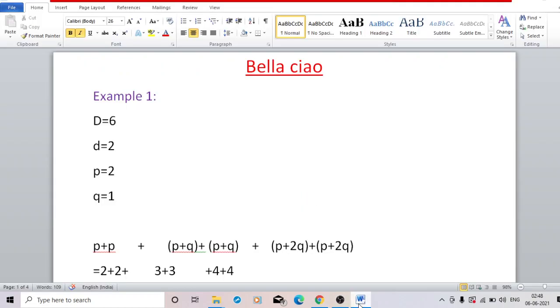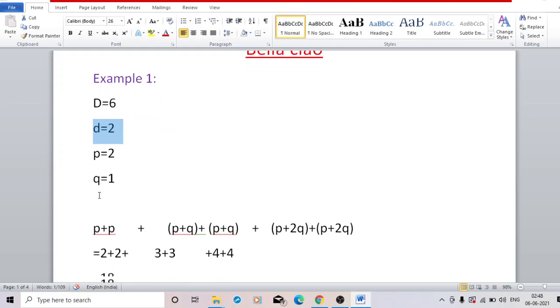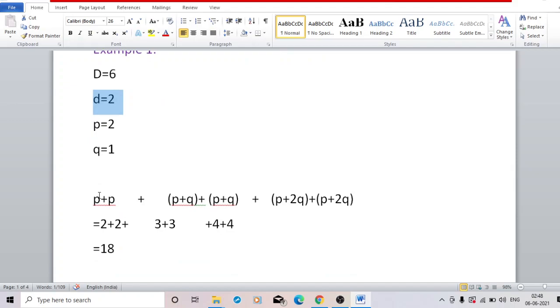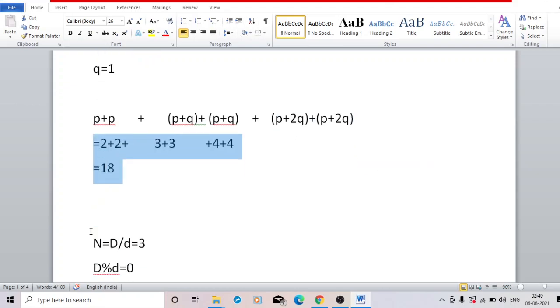Now see this example where the capital D is 6 days and the interval, the small d, is 2 days, and P is 2 and Q is 1. For the first 2 days, SAFE will print P dollars per day, and for the third and fourth days, SAFE will print P plus Q dollars per day, and for fifth and sixth days, P plus 2Q dollars per day. It will be total 18.